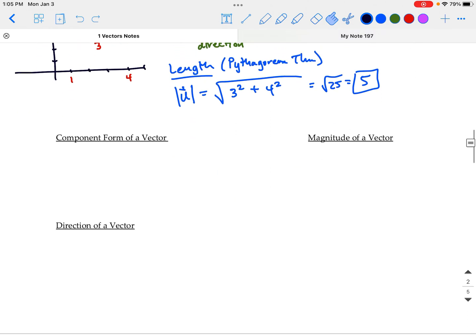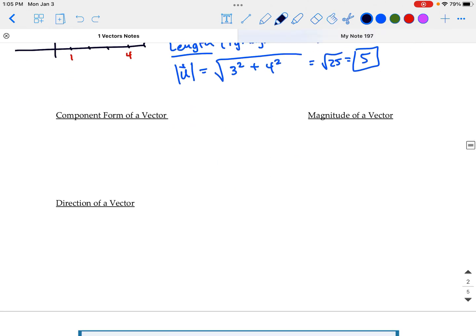Okay, so just below, we'll make a note here of our general vector. If I've got a vector u, I can fully describe that vector if I know x, y, and theta, where x and y are the component pieces of the vector, the horizontal and vertical components, and theta is the direction angle. So we'll start with magnitude, of course.